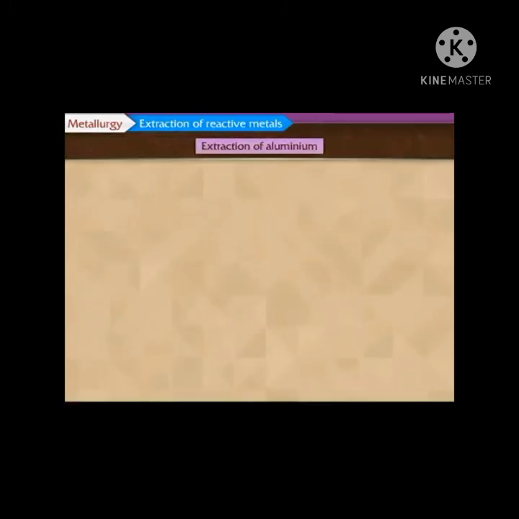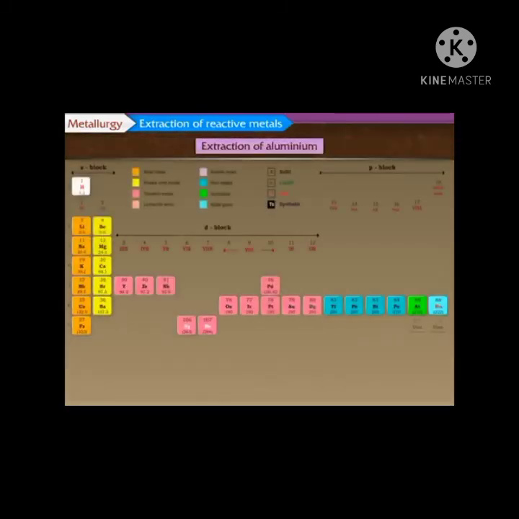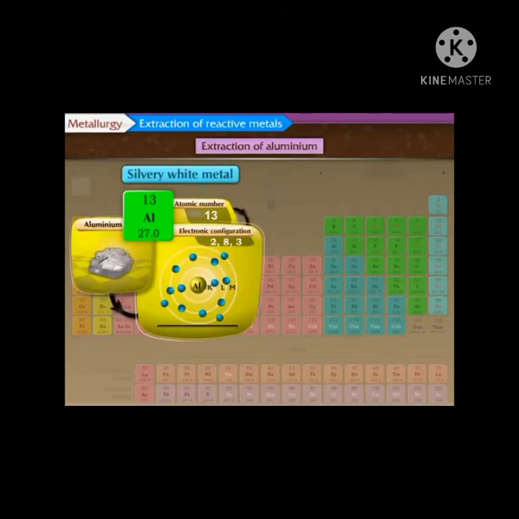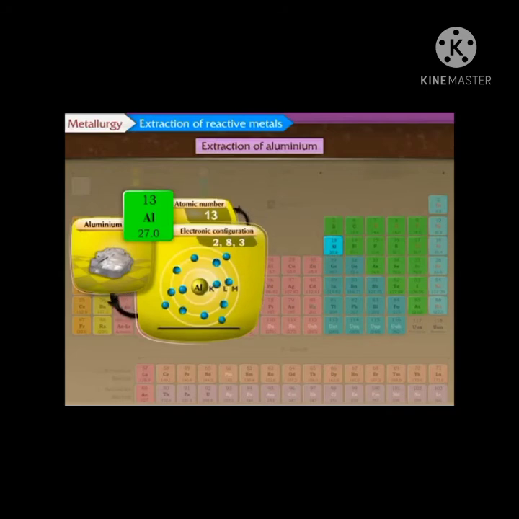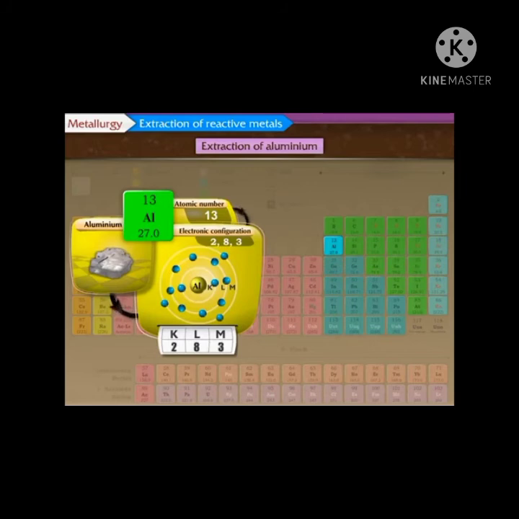Extraction of aluminium. Aluminium is a silvery white metal. Its symbol is Al and it belongs to group 13 of the periodic table. Its atomic number is 13 with electronic configuration 2, 8, 3. Aluminium shows a fixed valency of 3 in its compounds.